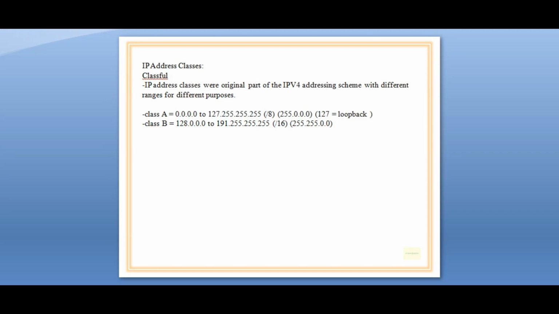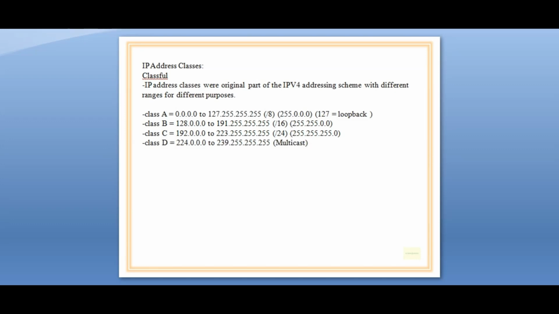Second is class B IP addresses, whose range extends from 128.0.0.0 to 191.255.255.255. These were /16 IP addresses and were typically assigned to medium-scale organizations. Now we have class C IP addresses, which extend from 192.0.0.0 to 223.255.255.255. These were /24 IP addresses and were usually assigned to small-scale organizations.